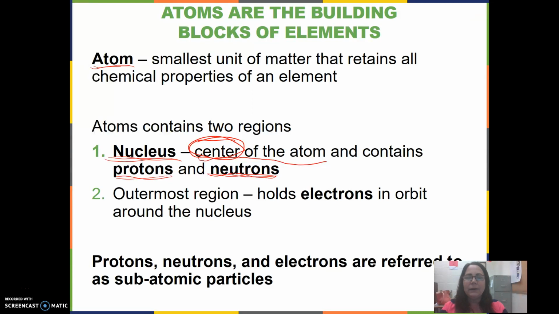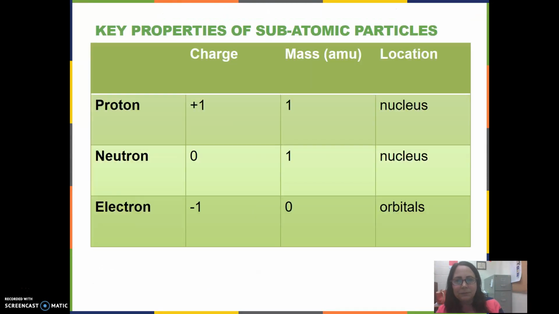You have to be very careful when we talk about a nucleus of an atom versus the nucleus of a cell. But for this chapter, the nucleus just refers to the center of the atom. It's just referring to the region in the very center of the atom. And so protons and neutrons are subatomic particles that reside in the center of the atom, and electrons reside outside of the nucleus.